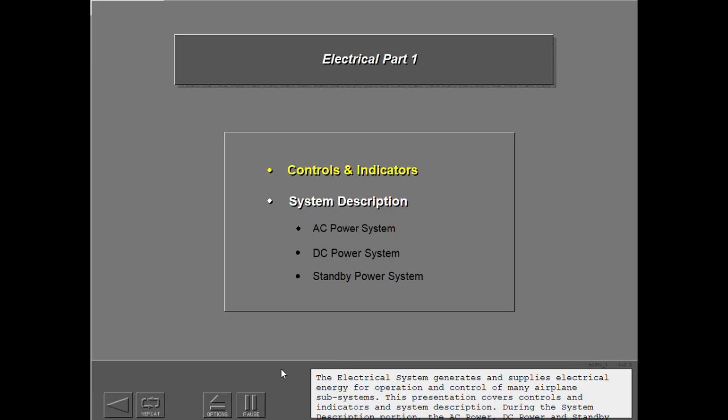The electrical system generates and supplies electrical energy for operation and control of many airplane subsystems. This presentation covers controls and indicators and system description. During the system description portion, the AC power, DC power, and standby power systems will be covered. First, let's discuss the controls and indicators.